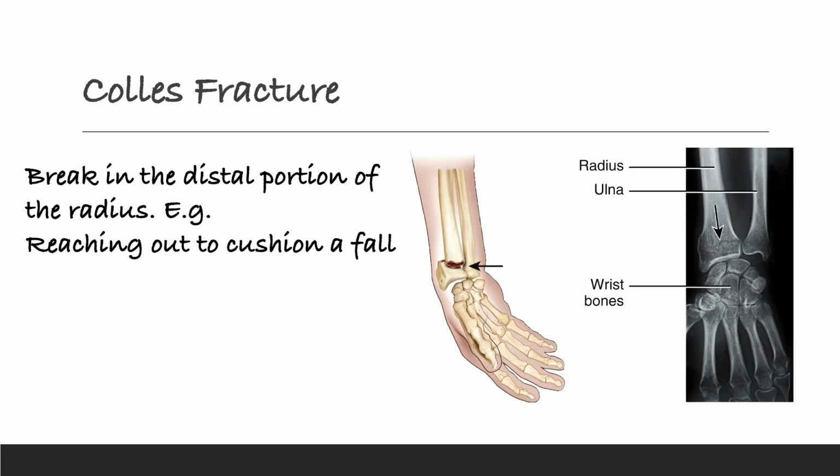So for Colles fracture, you can see here there's a break in the distal portion of the radius. I mentioned reaching out to cushion a fall. And this is going to be very close to the wrist region. So this is going to be the radius. It could also be the ulna, but it's the radius. And another thing that also gets fractured here is one of the wrist bones called the scaphoid bone. It also gets fractured easily in Colles fracture, depending on the amount of force affecting this fracture. So that's another one to consider.